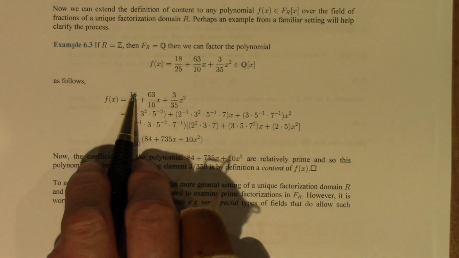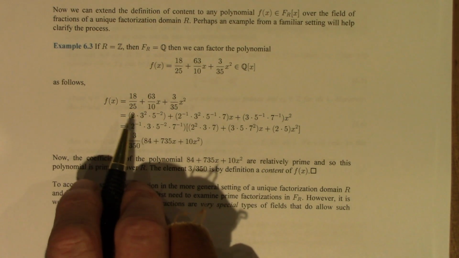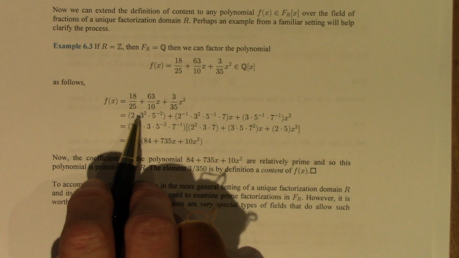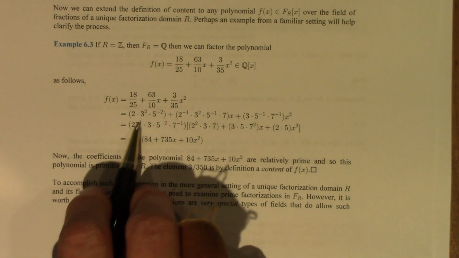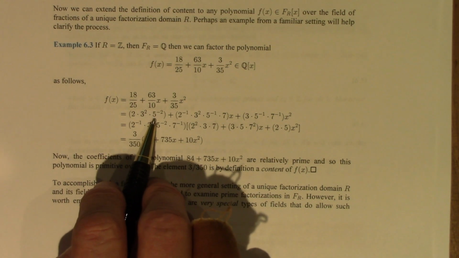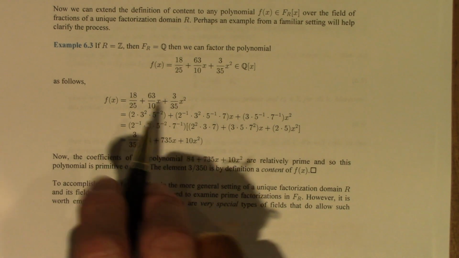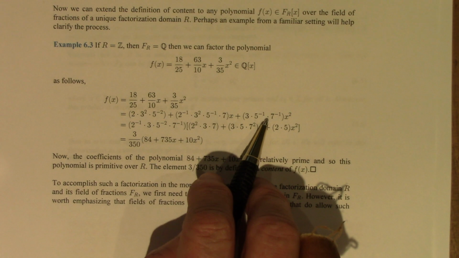We factor the numerator and the denominator of each coefficient into prime powers, and then we use negative exponents to move everything onto one line. So we have 2 times 3 squared times 5 to the negative 2. And we do the same thing with each of the coefficients.